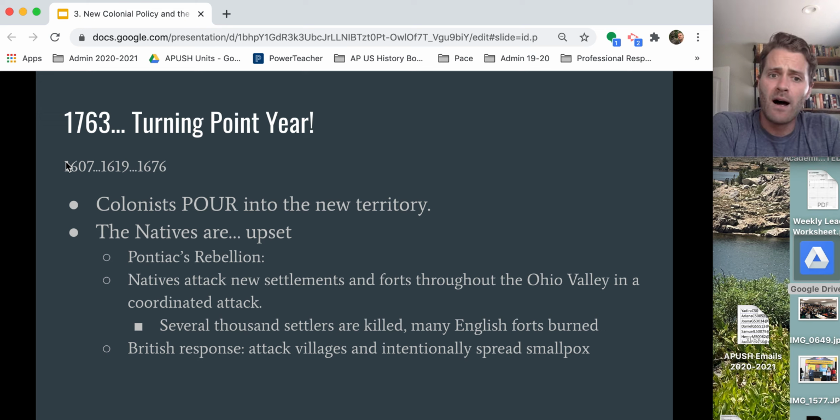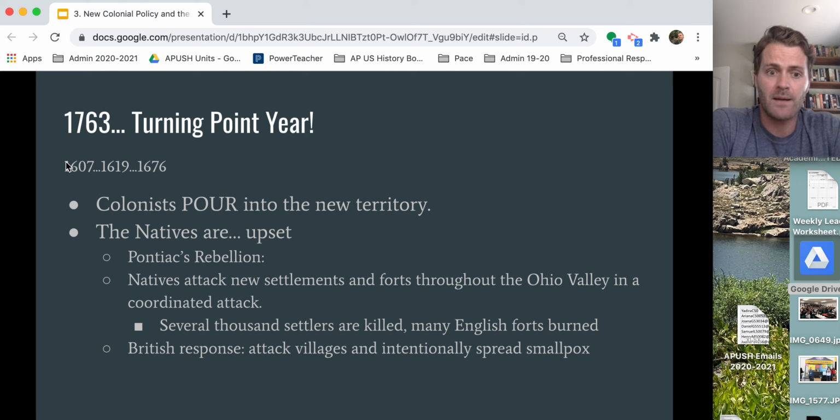Natives are upset, and they stage what becomes known as Pontiac's Rebellion. This is named for a Native American chief named Pontiac. He's going to coordinate a whole uprising, a whole rebellion, at the same time attacking new settlements and forts throughout this Ohio River Valley that was just gained in a very coordinated attack. Several thousand settlers are killed. Many English forts are burned to the ground. So the Native Americans have created a coordinated uprising to push back on this expansion. Pontiac's Rebellion, also 1763.